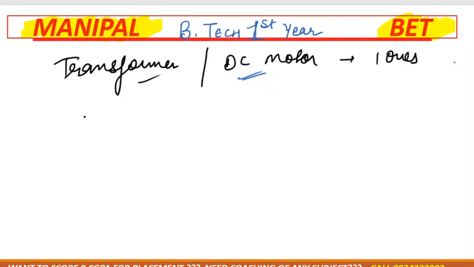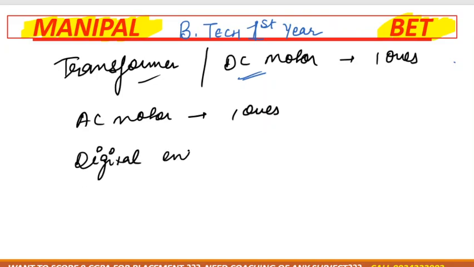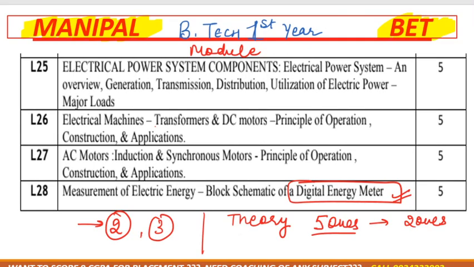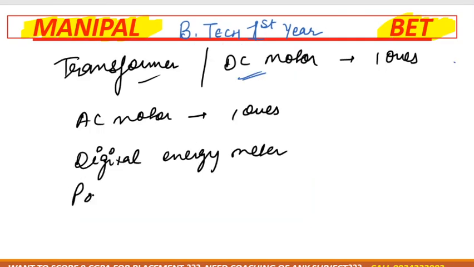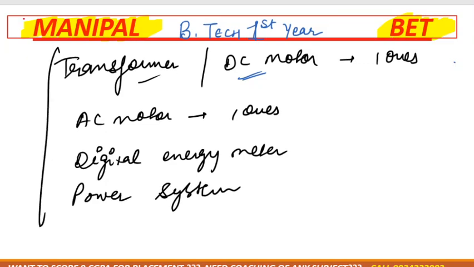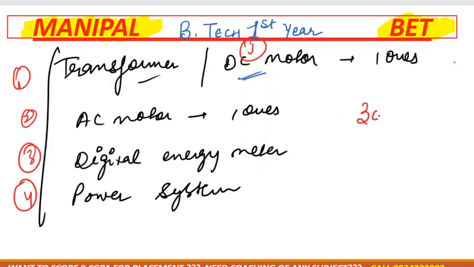Another important topic is the AC motor. You will get 1 question from the AC motor. You will get 1 question from the digital energy meter, and then you will get 1 question from the power system. So I told you the topics, simply 1, 2, 3, 4, and 5. From these 5 topics, 3 questions will definitely come in your exam, which is of theory only.